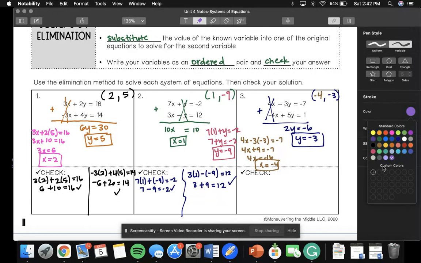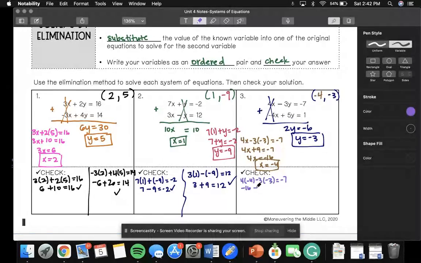Then to check yourself, you could just self-check. 4 negative 4's minus 3 negative 3's should equal negative 7. That would be negative 16 plus 9, and negative 16 plus 9 is negative 7. Negative 4 negative 4's plus 5 negative 3's should equal 1. That would be 16 minus 15, and that does equal 1.